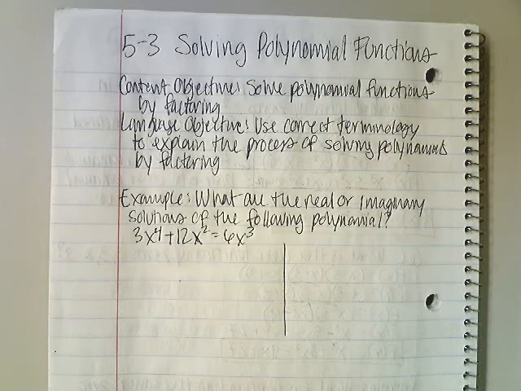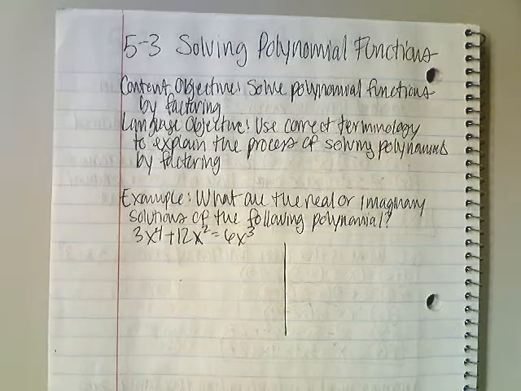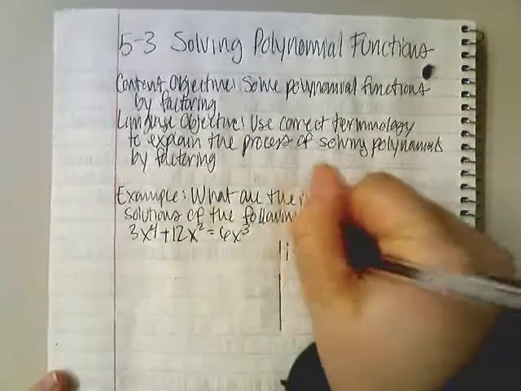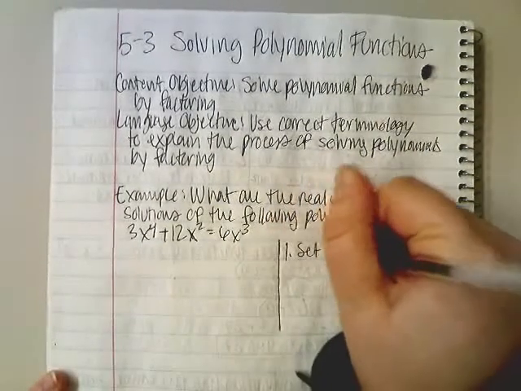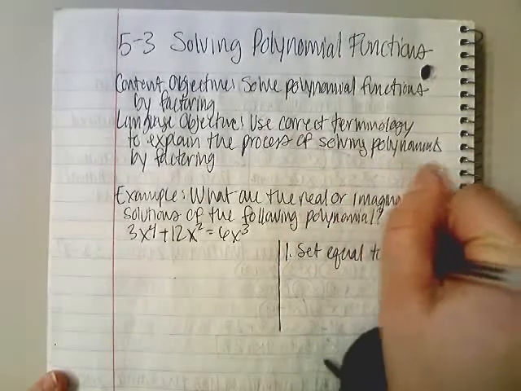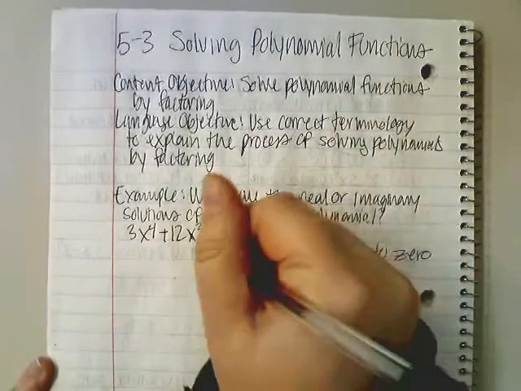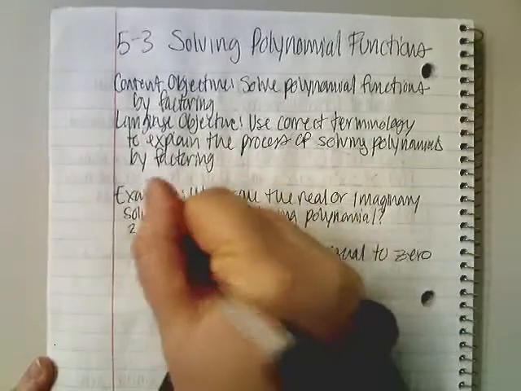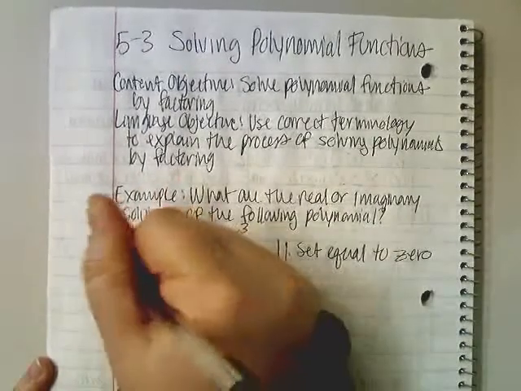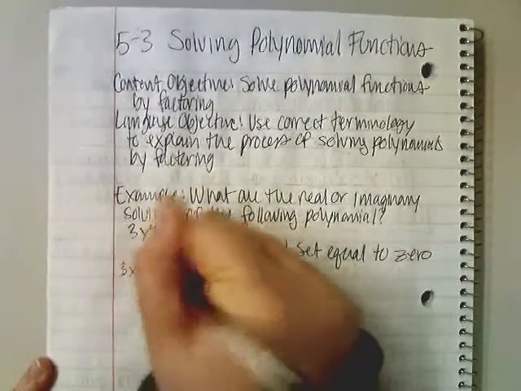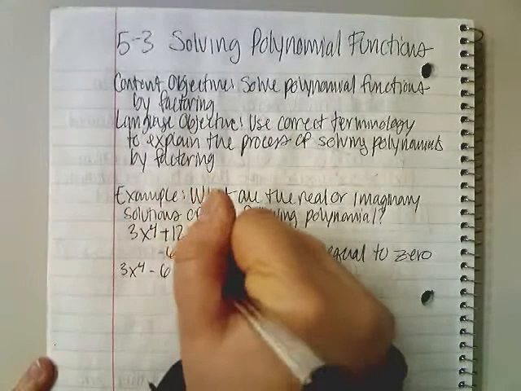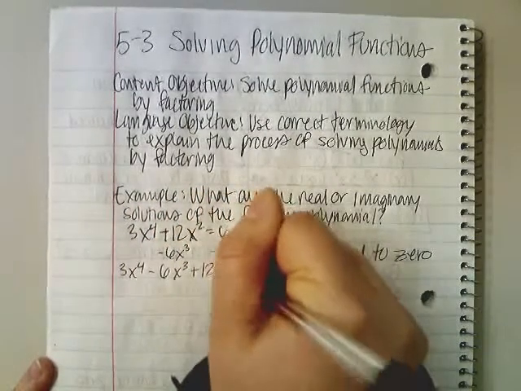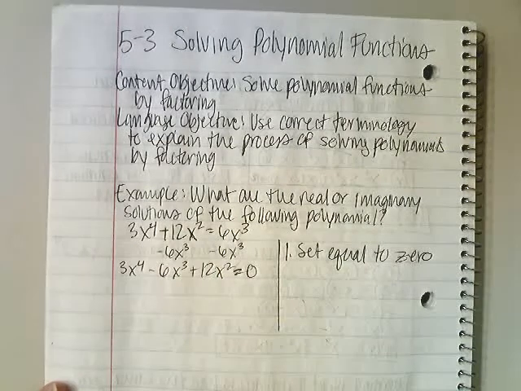So our first example asks, what are the real or imaginary solutions of the following polynomial? We have the polynomial 3x to the fourth plus 12x squared equals 6x cubed. The first thing we need to do to solve this is set the equation equal to 0. So to do that, we have to subtract our 6x cubed from both sides. I'm going to write this in the middle so that my polynomial is in standard form. So I move the 6x cubed to the other side.